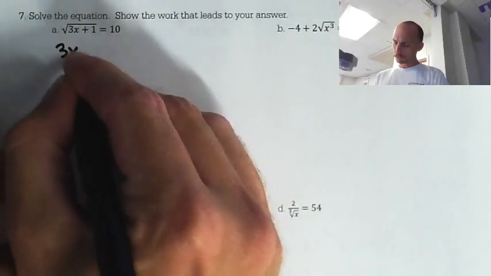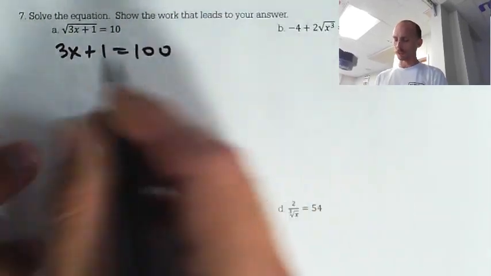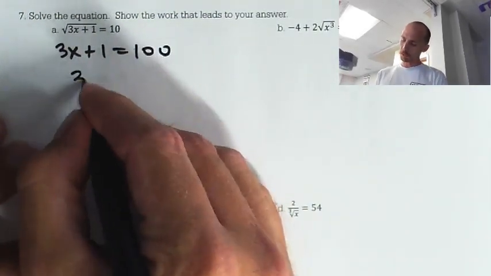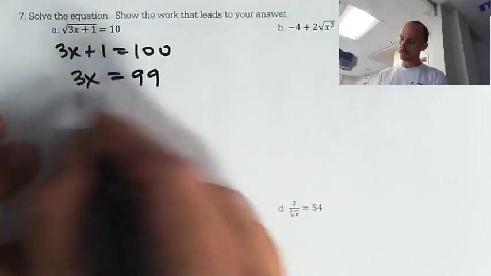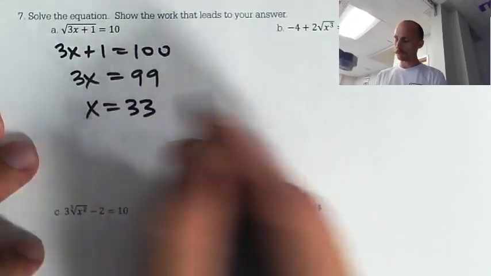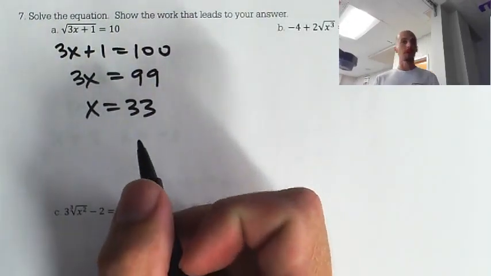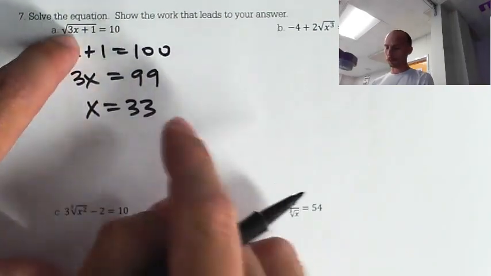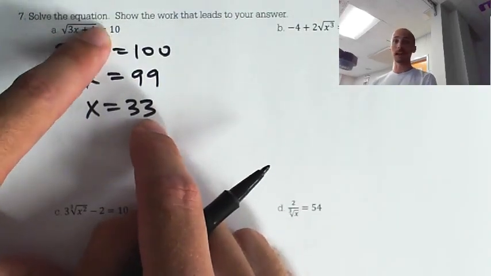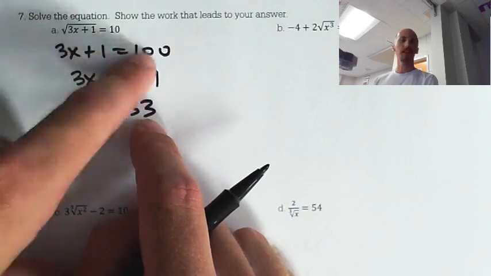So we're going to square both sides. 3x plus 1 equals 100. This one's going to be great. Subtract 1 from both sides. 3x equals 99. Divide by 3. x is going to equal 33. But since I did square both sides of the equation, I do need to check and see what's going to happen. I multiply 33 by 3. That's 99. 99 and 1 is 100. Square root of 100 is 10.